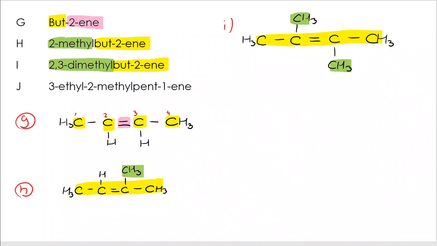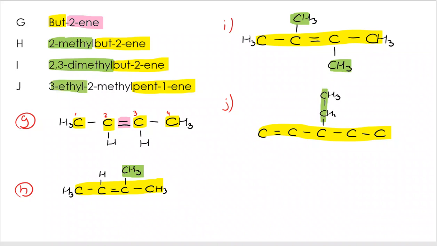And finally, on this run of questions, I've got 3-ethyl-2-methyl-pent-1-ene. So I'm going to start with the pent-1-ene. I'm drawing from left to right here. My double bond starts at the first carbon. Everything else has to be numbered from the same end. So I put my ethyl group on the third carbon, and I put my methyl group on the second carbon. And once again, I need to fill in the remaining H's. And I have those here.